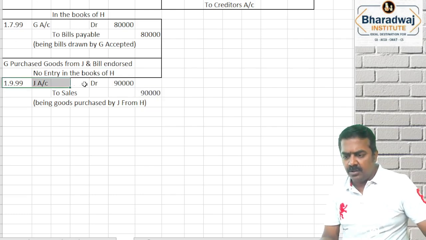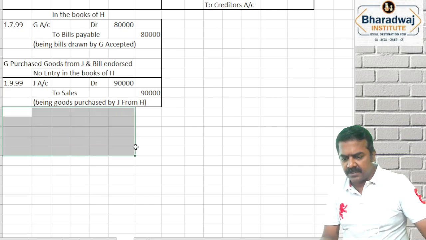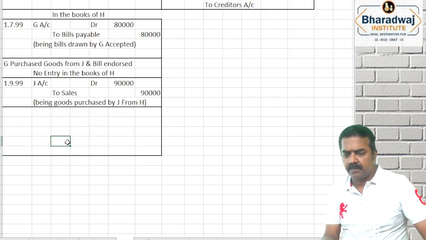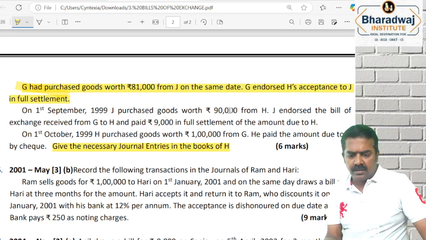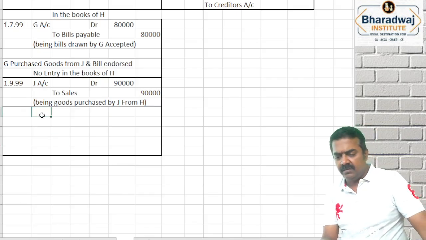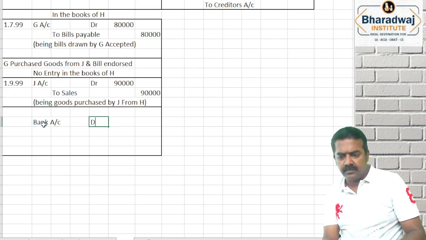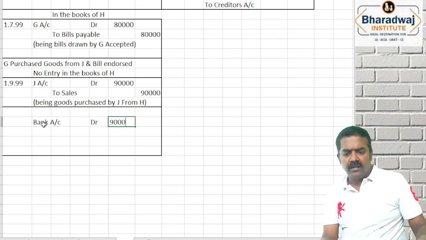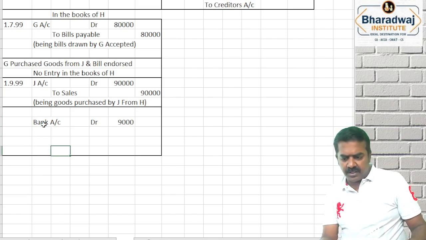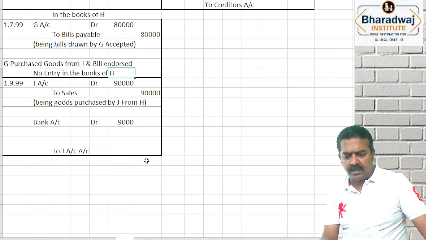Then, how is this money settled? How is this money settled? How do they settle the money? Read this. What has he given? 90,000, endorsed bill received from G to H and paid 9,000 in full settlement of amount due to H. Okay. We are collecting the money. Bank account debit. We collect only 9,000. But how much does J have to pay?